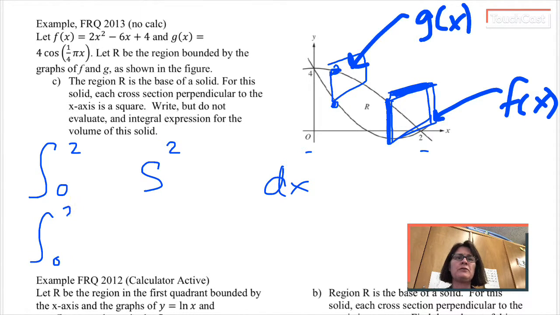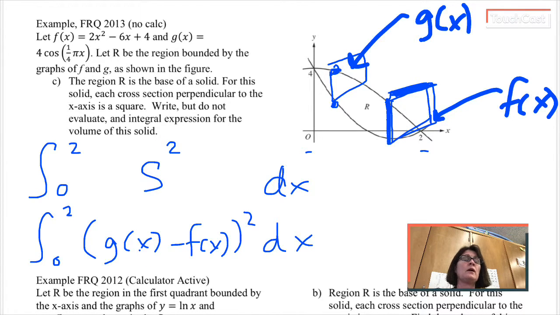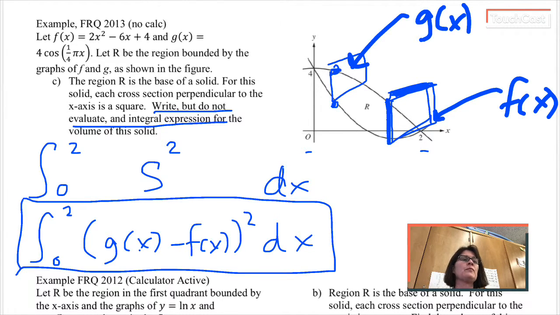This is going to be the integral from 0 to 2. Everything is the same except I replace this s with these parentheses, and the side in this case is going to be top curve minus bottom curve, so that's g of x minus f of x. This is quite common for a problem like this. Notice they've asked us to write but not evaluate an integral expression for the volume of that solid. So notice I've integrated from 0 to 2, side squared times the thickness. Side squared because that's the area for the face of a Kraft cheese slice.